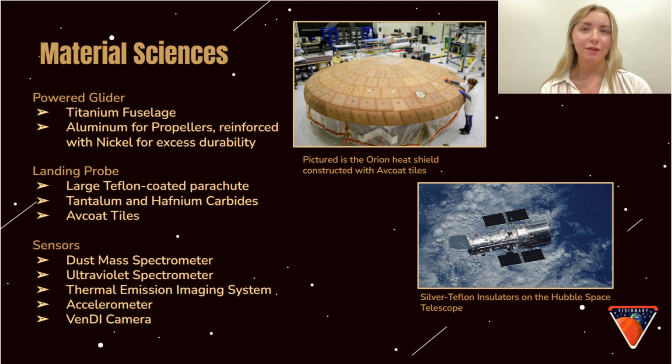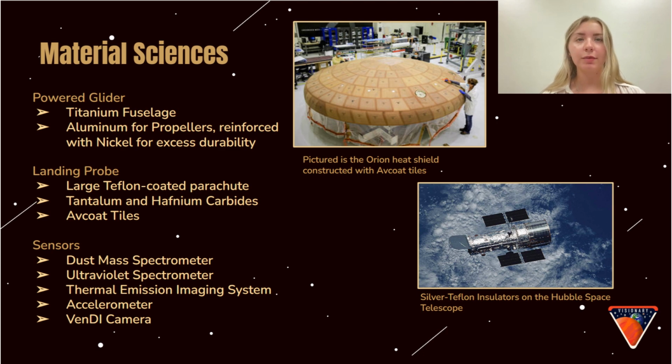To start, the fuselage of the plane will be built out of titanium. Titanium is an ideal material for spacecraft, not only because of its durability, but also for its resistance to corrosivity. The propellers of the glider will be made primarily from aluminum to maximize durability, and reinforcing them with nickel may also be helpful for excess safety precautions against atmospheric conditions.